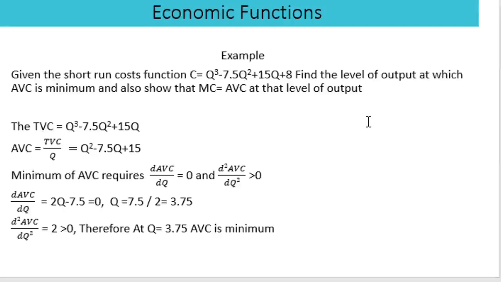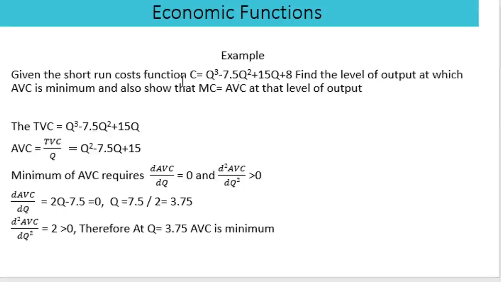Another example is given as, given the short-run cost function C equal to q cube minus 7.5 q square plus 15q plus 8, find the level of output at which average variable cost is minimum. AVC is what we need to find, and also show that MC equal to AVC at that level of output.